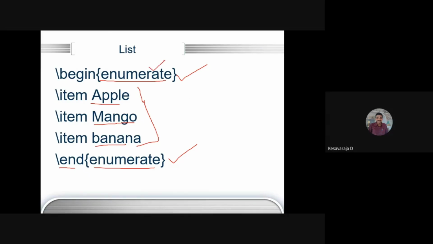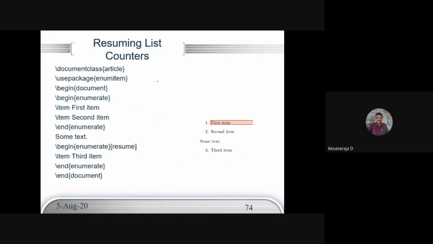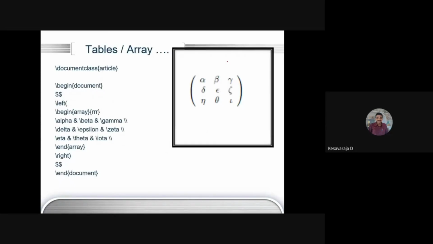If you change enumerate to itemize, it will print bullets. Itemize for bullets, enumerate for ordered list. Nested itemize and nested enumerate are everything supported. So the first one is for title, the next for section, the next for equation, then listing.